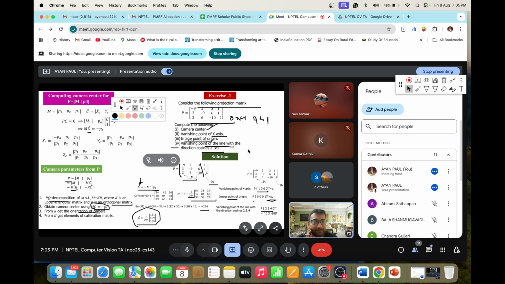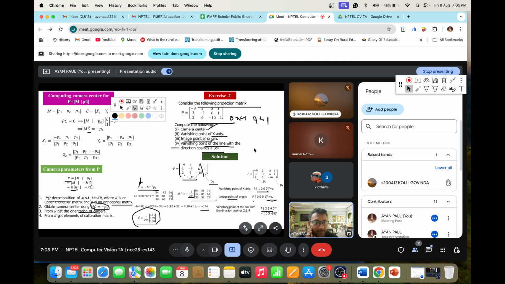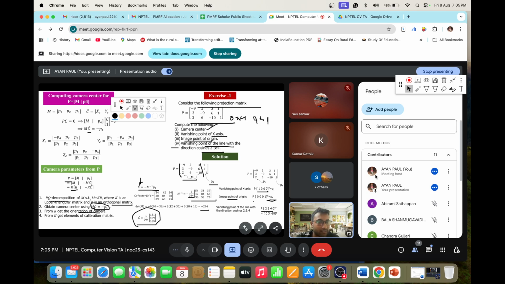Exercise 1. Sir, here I'm not clear about the cofactor matrix. You have to refer to your matrix chapter of the 12th class. So what is the cofactor matrix?